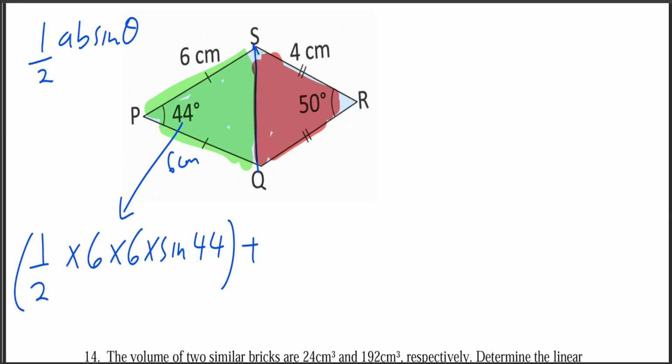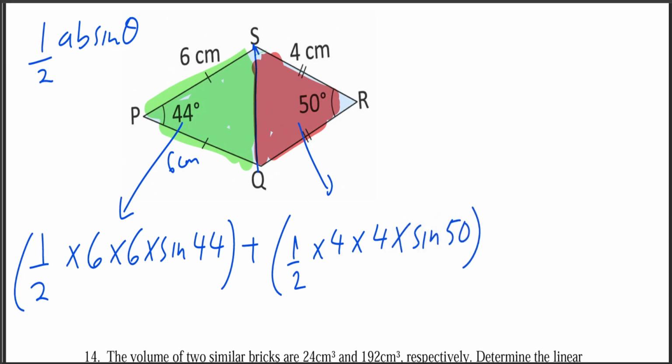Plus this one here also, which is half times AB times 4 times 4. Your AB is A, which is 4. B is also 4 times sin 50. Now, so a half times 6 times 6 times sin 44, not 45. So it gives us 12.50.